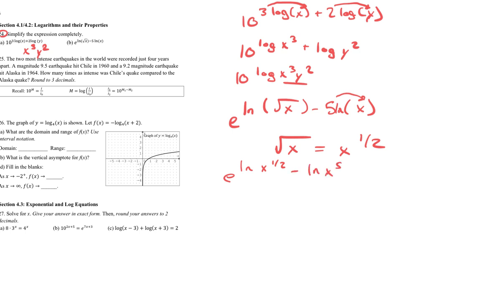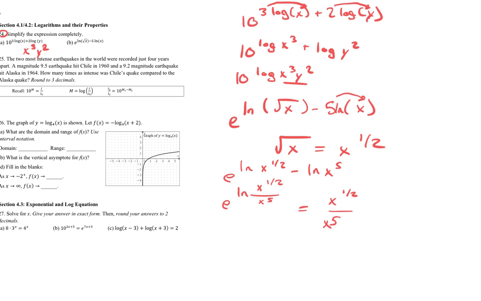So if we have two logs that are subtracting, we can take the parts that are inside and divide them. So we can say that this is e to the natural log x to the 1/2 divided by x to the 5th. So then, just like with 10 to the power of log base 10, e to some natural log here, they cancel each other out, and we'll be left with x to the 1/2 over x to the 5th.